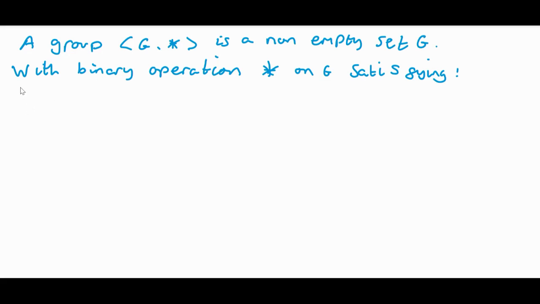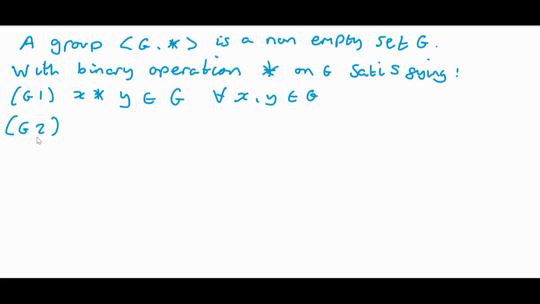So the first one is to do with something called closure, G1, and that is that if we take x in G and y in G and apply this binary operation to them, we're still in G, okay, so we get another element in G. So that's for all x, y in G. That means we can't leave the group by using the binary operation.